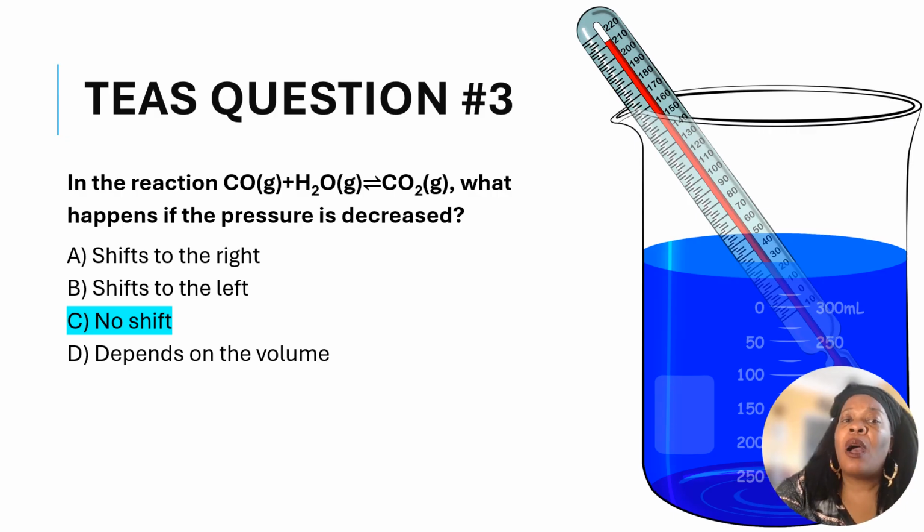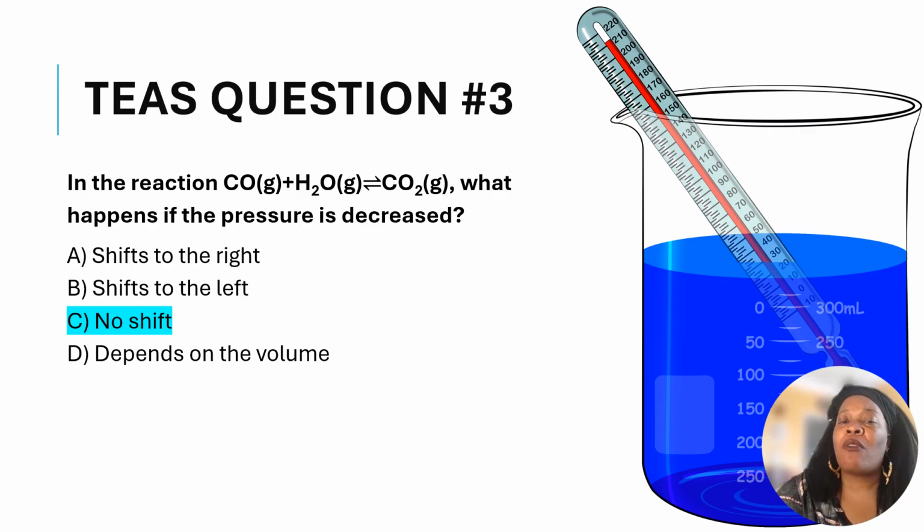Since the number of moles of the gas is the same on both sides, a change in pressure, whether increased or decreased, does not affect the equilibrium position because the system is not influenced by pressure changes when the number of gas molecules remains constant. So let's take a look to see why letters A, B, and D are incorrect. Letter A says it'll shift to the right.